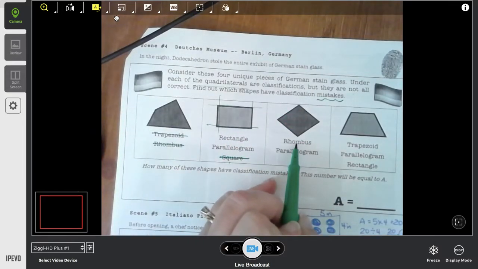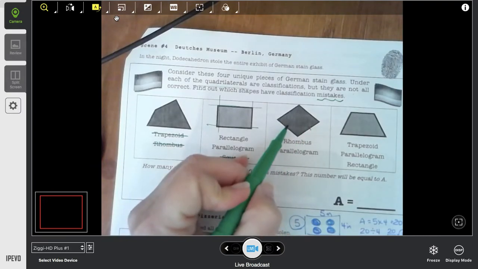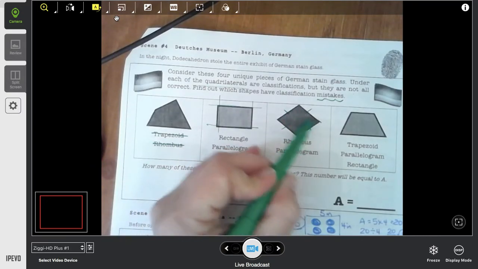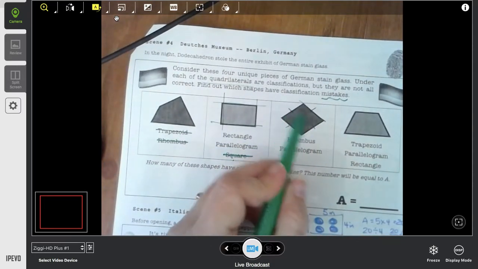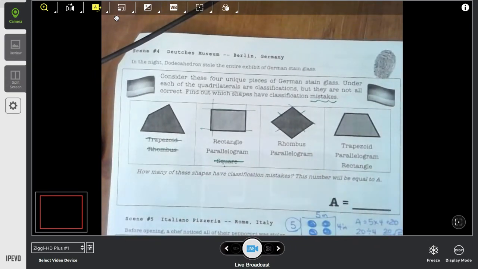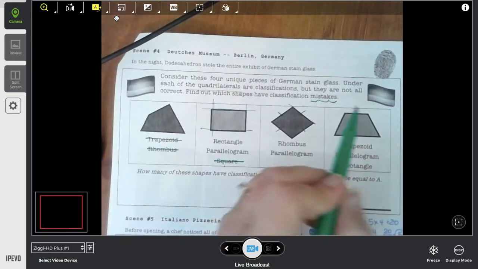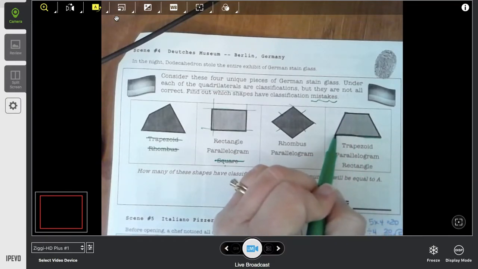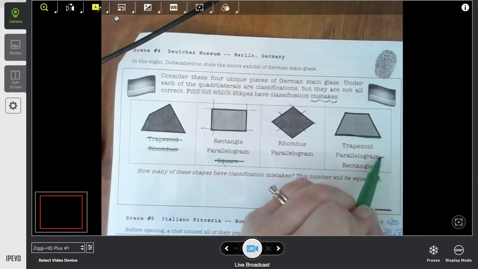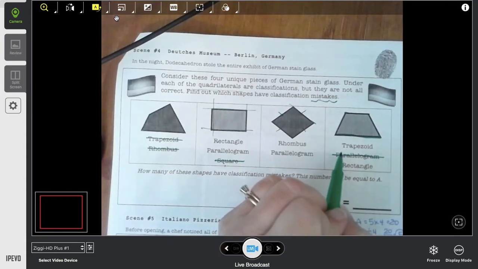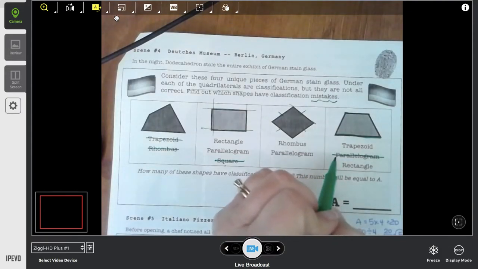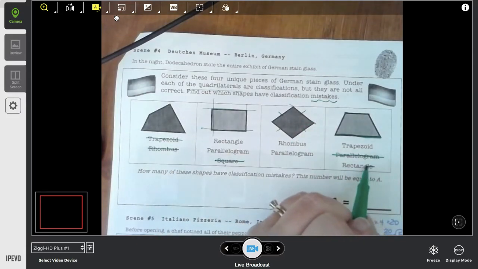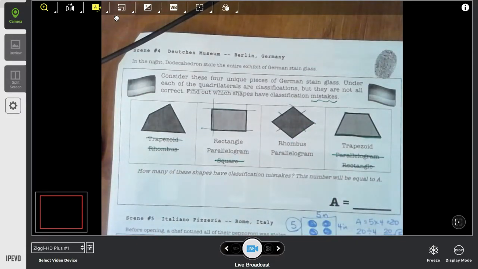This one, a rhombus. It does have 4 equal sides. It does have 2 pairs of parallel sides, so it is a rhombus. It's also a parallelogram because it has 2 pairs of parallel sides. That one's okay. Trapezoid. This is a trapezoid. It has 1 pair of parallel sides. Parallelogram. It cannot be a parallelogram and a trapezoid because a trapezoid has to have 1 pair of parallel sides and a parallelogram has to have 2 pairs of parallel sides. So a polygon can never be both of those. Definitely not a rectangle because a rectangle has to have 4 right angles.